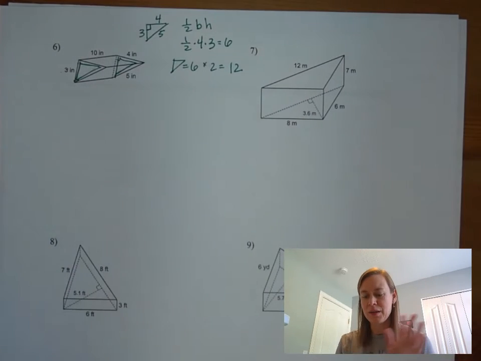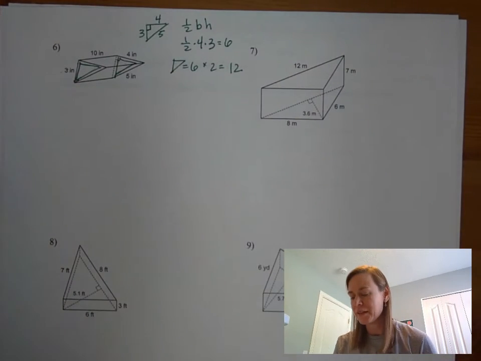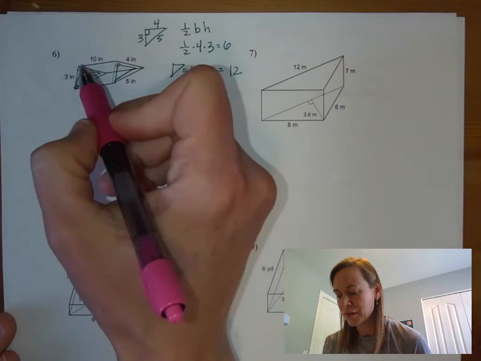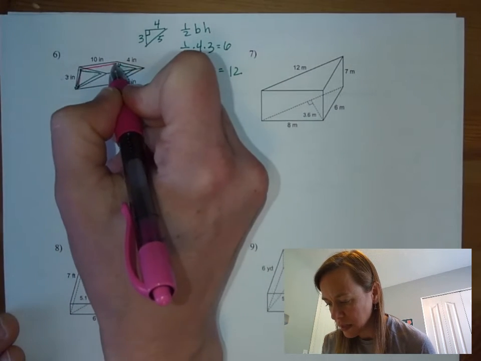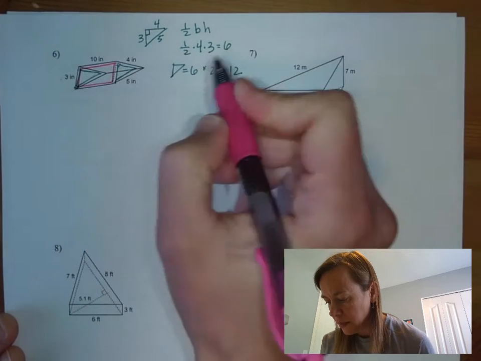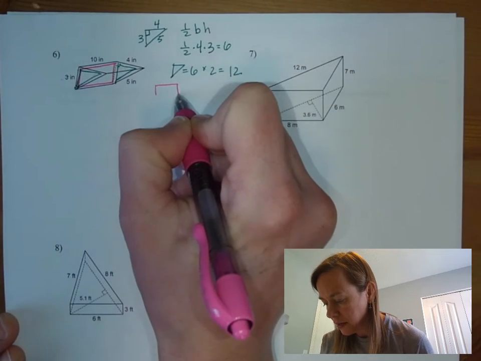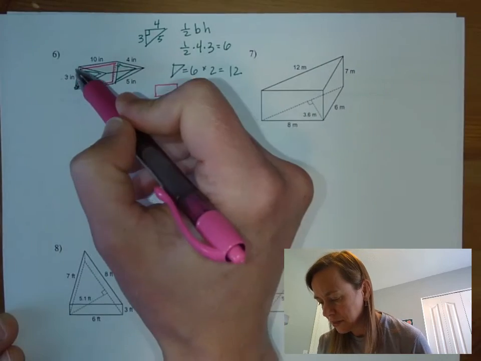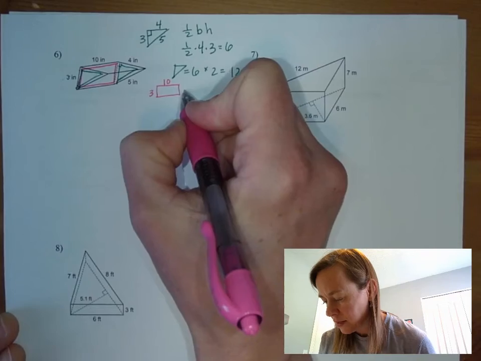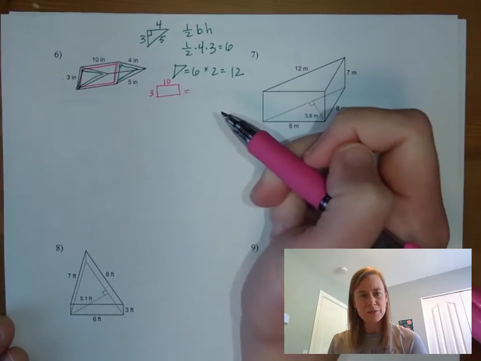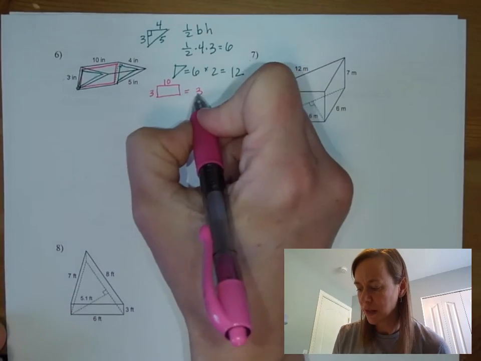Okay, next up, I'm going to change colors here. Let's do this rectangle in the back. How about that one? So it was this one here. And I will draw it here, and I'll write the little dimensions on it. It looks like this side is 3, and this side is 10. So that's not too bad. 10 times 3, length times width, gives us 30 for that one.